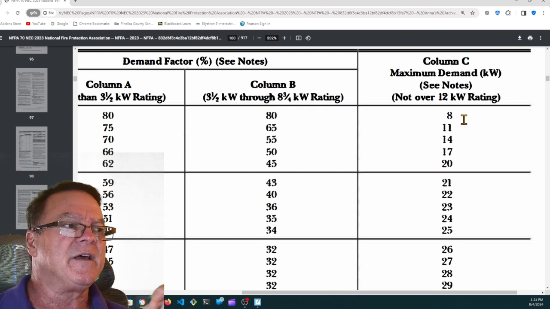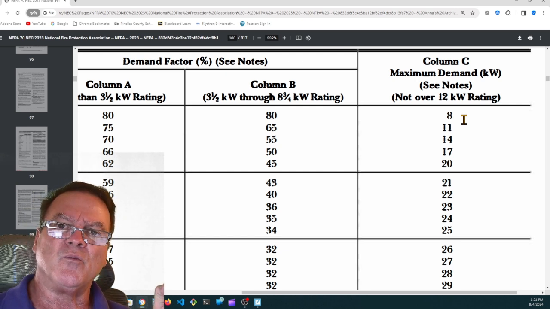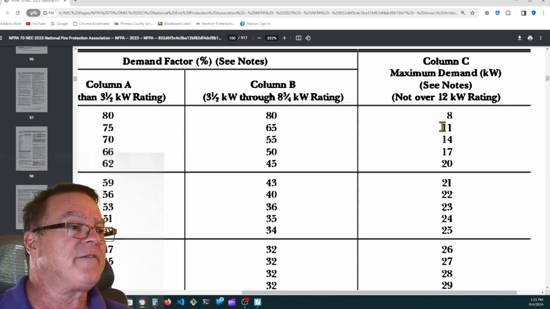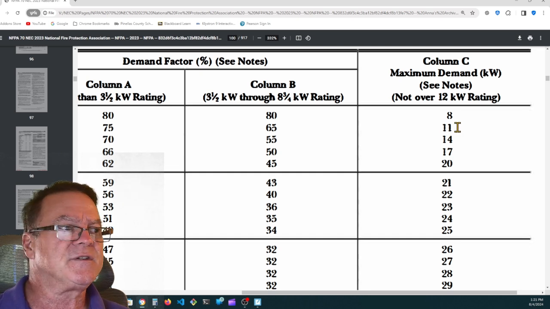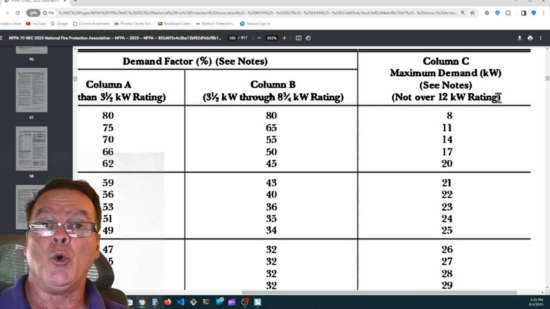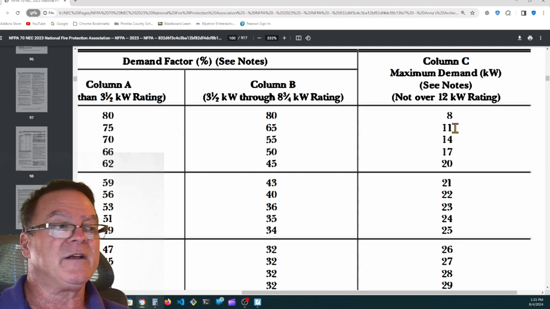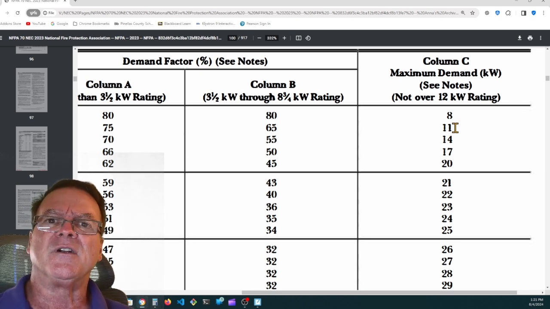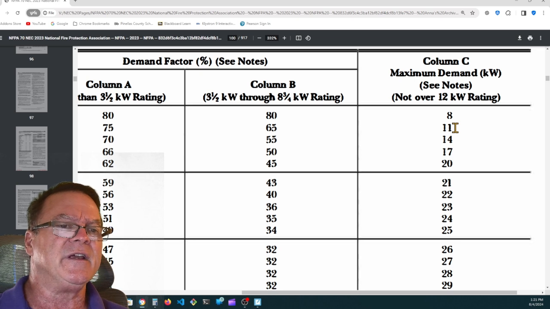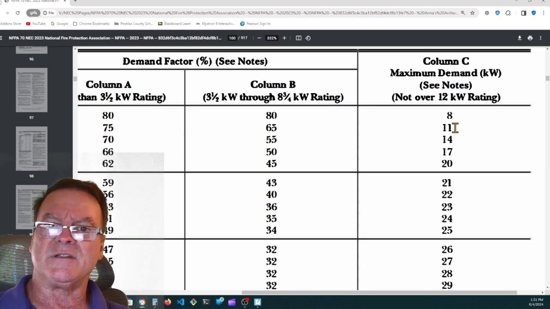So they're saying that you're allowed to rate it at less than the maximum load for that range. Look, if you have 2 ranges in your house, not over 12 kW, you only have to supply 11 kW at the service. So that would be 24 kW of possible load, but you only have to supply 11 kW. And again, this is just in calculating how big the incoming service has to be in order to safely service all of these loads.